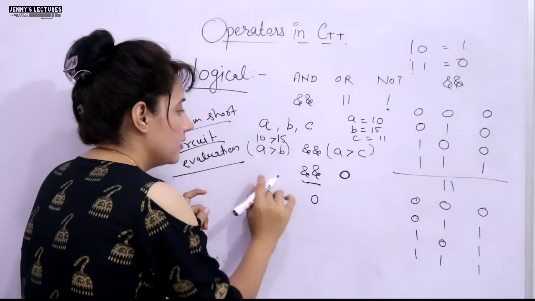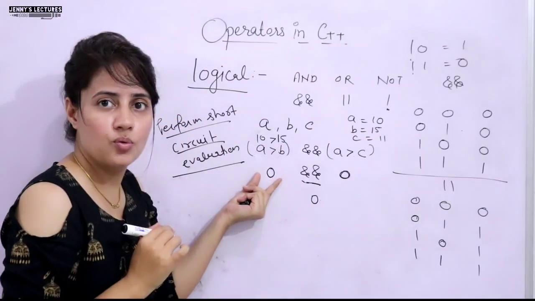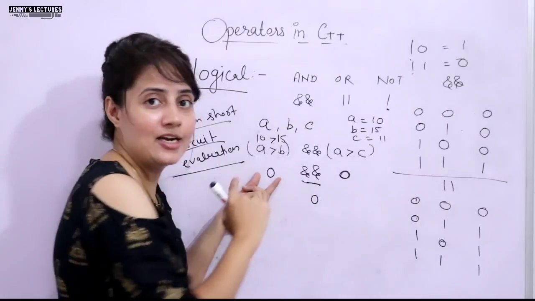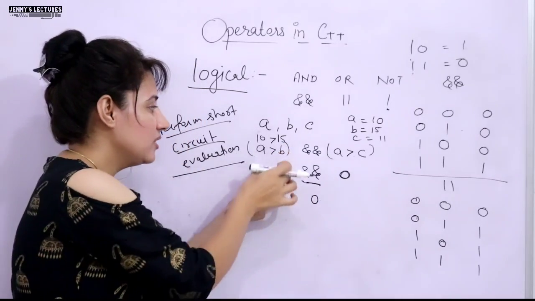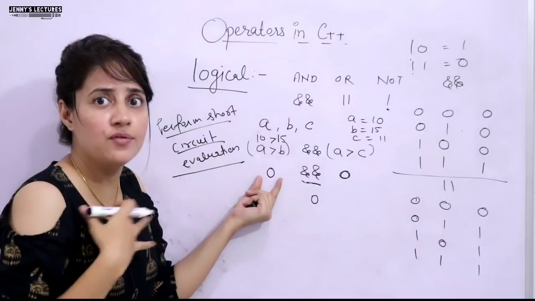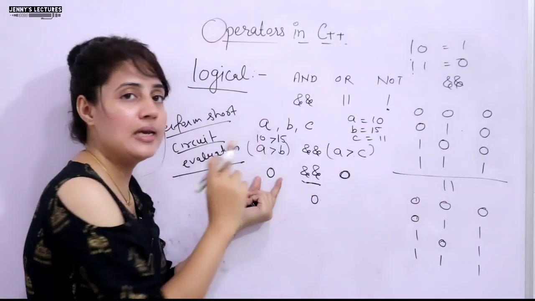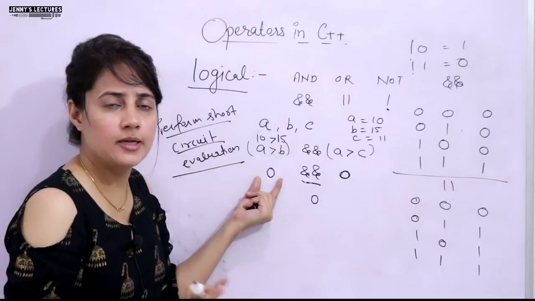No, false means 0. In this case, it will not evaluate the second operand. Why so? Because after evaluating the first operand, it is false, and we know that if any one of the operands is false in logical AND, it will give false ultimately.